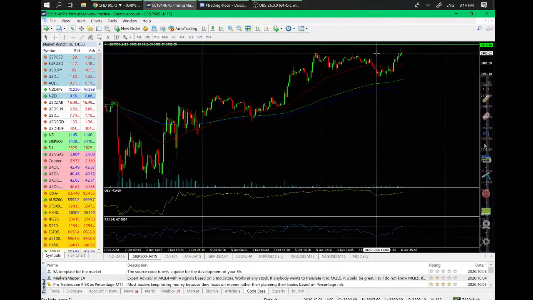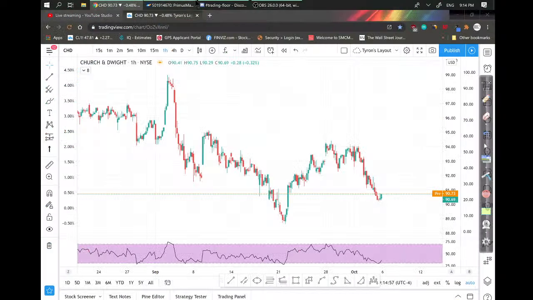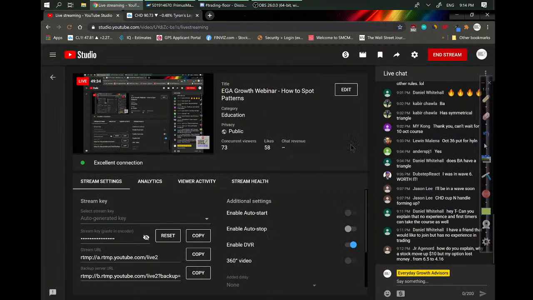Double top, possible double top. Maybe sell off to the open. I'm not sure, but that would be my guess.